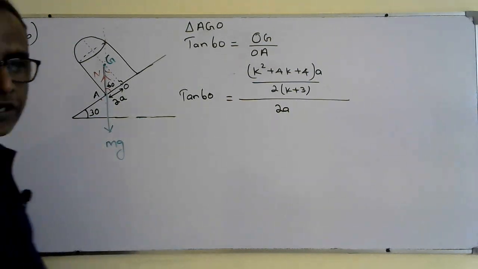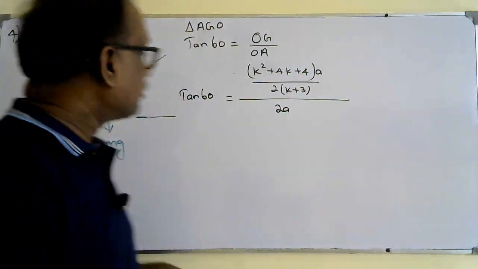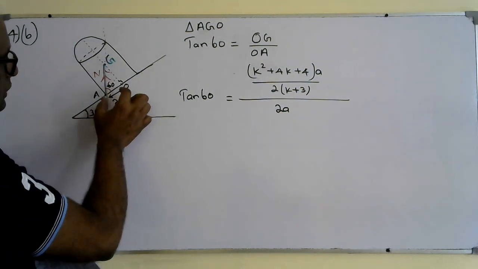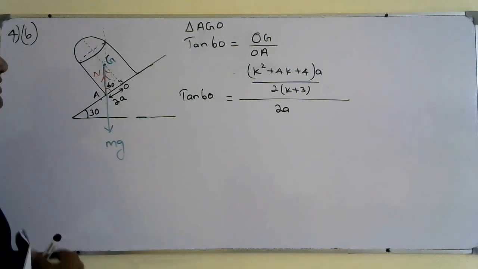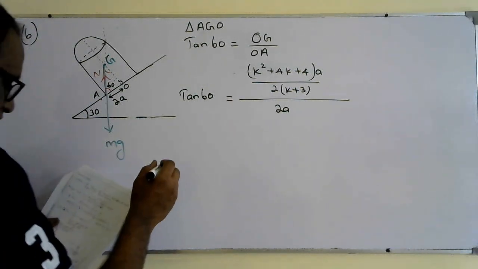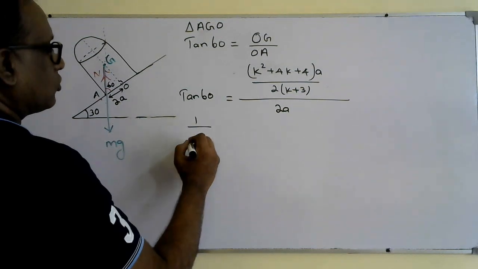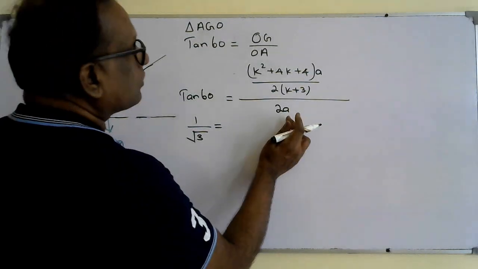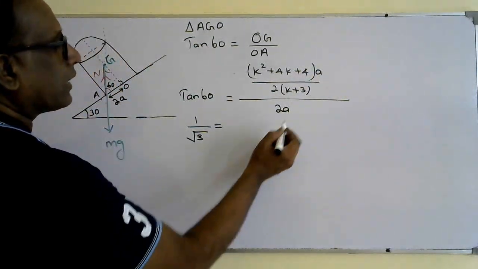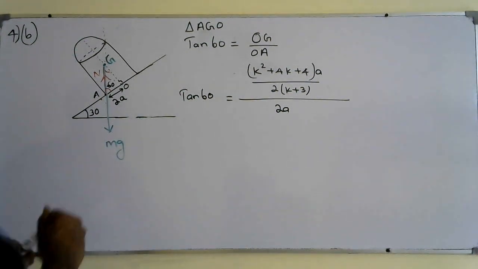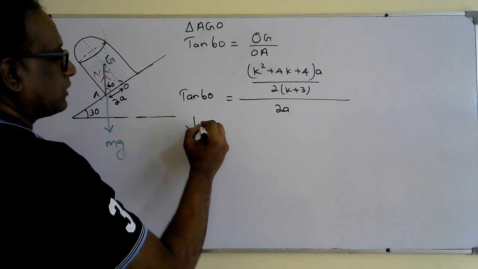Okay, so if it is almost going to topple, this is the condition. So the line of action should pass through that. So tan 60 is opposite OG over OA. We know tan 60 equals root 3, you can get it from the calculator. This 2a will go up, so A and A will get cancelled. Tan 60 is root 3, not 1 over root 3.